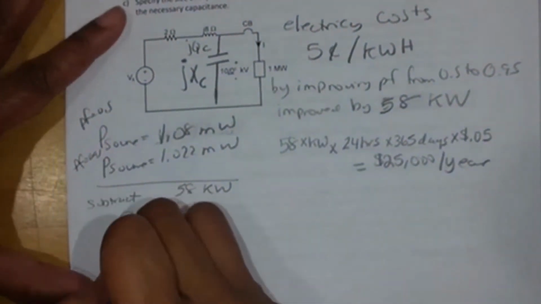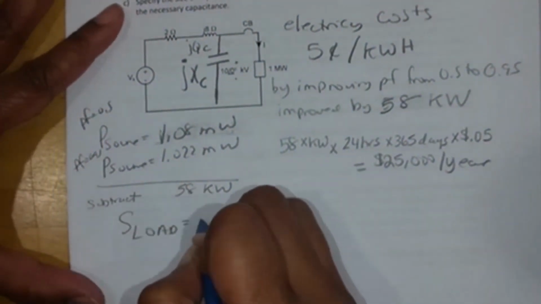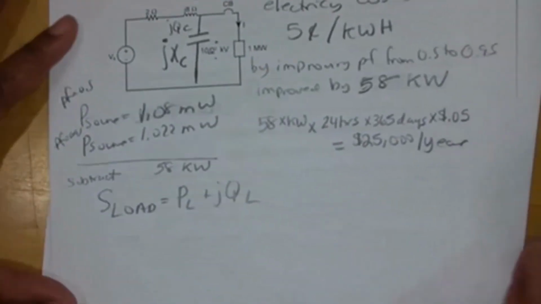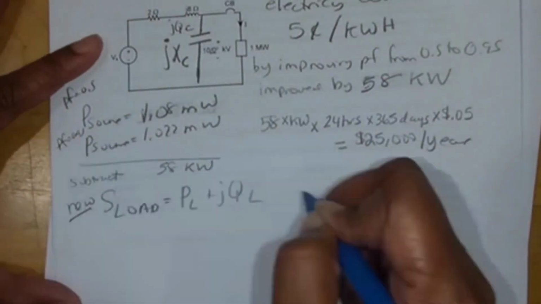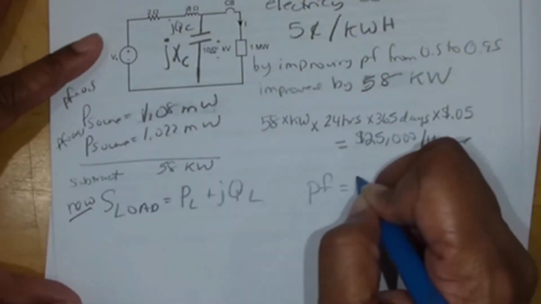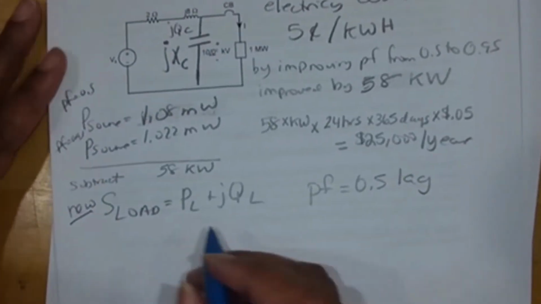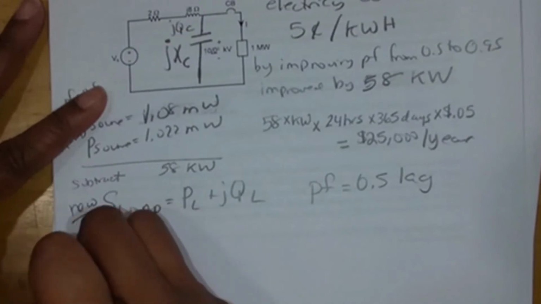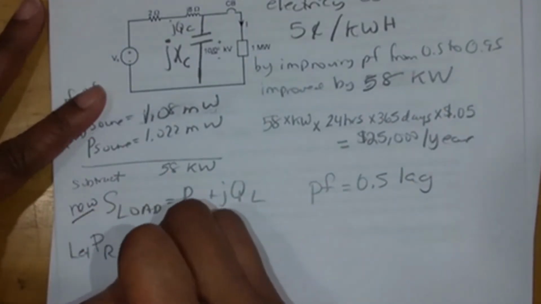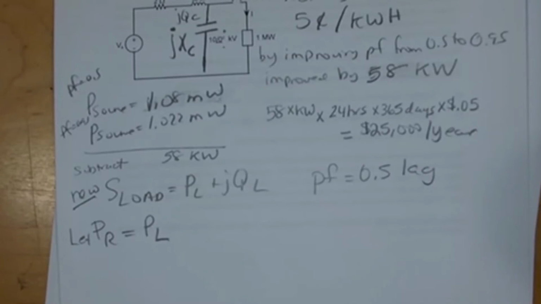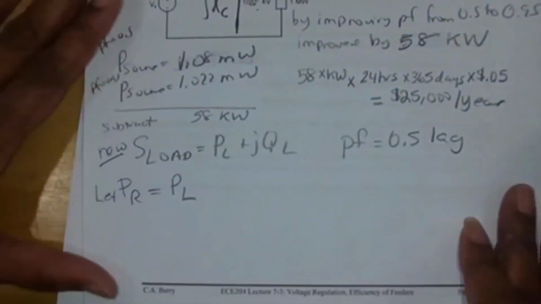So you now have a load that we'll call PL plus JQL, which is our new load, that needs to have a power factor of 0.5 lagging. So to do this, we let PR equal PL. That means we don't mess with the real power part because we're happy with that. We just change Q.